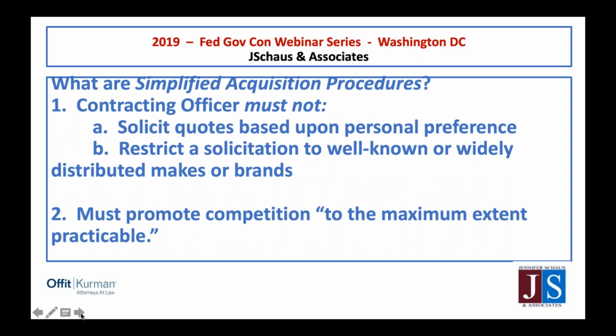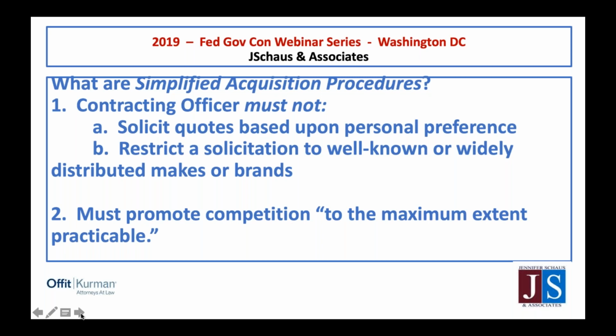Okay, what must a contracting officer not do as part of the simplified acquisition procedures process? He or she cannot solicit quotes or ask for proposals based upon personal preference. So if, for example, a contracting officer only likes Bounty paper towels, that is not a sufficient reason to ask for Bounty paper towels as part of a solicitation for those goods. Personal preference can't come into play.